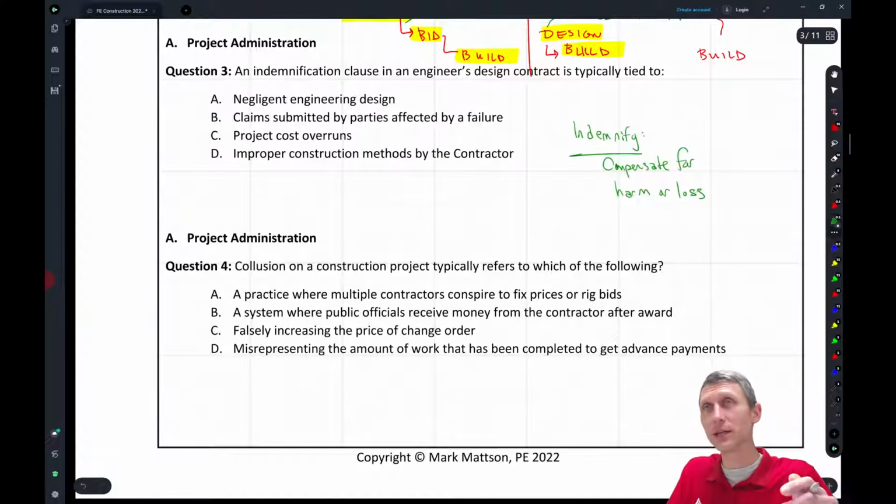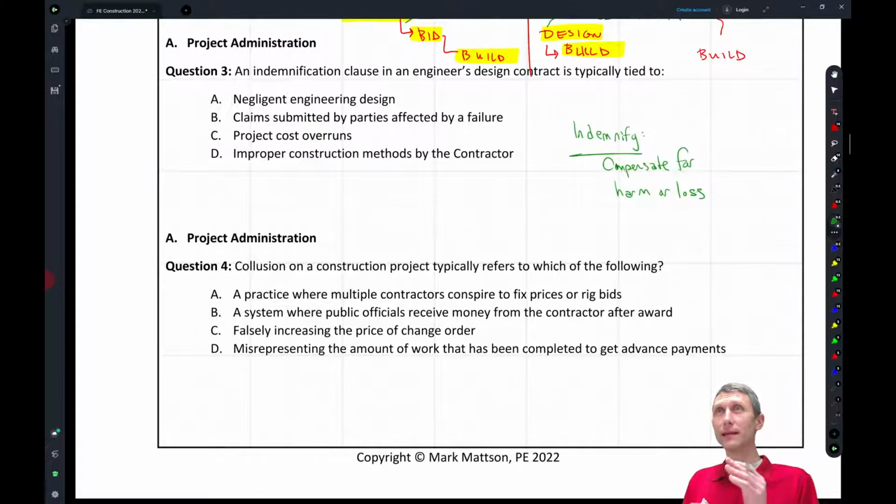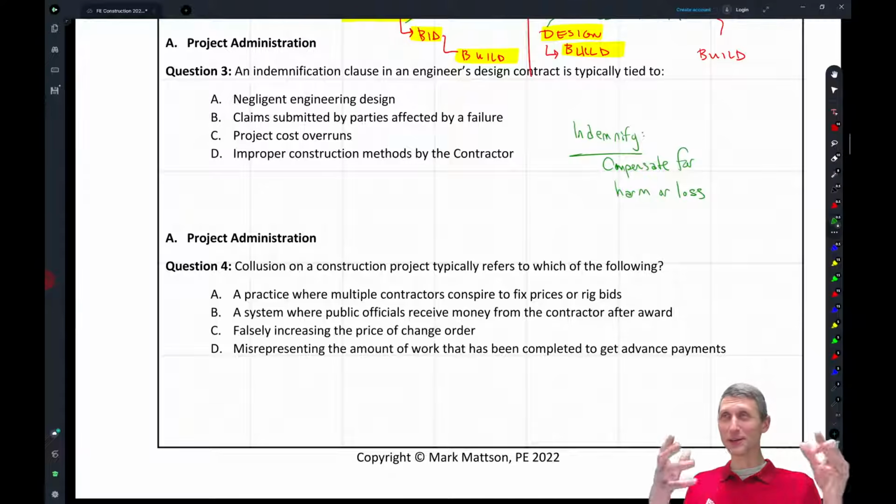As an engineer, there's always going to be an indemnification clause thrown in there. In any contract, there's going to be an indemnification clause. Not that we're expecting people to be harmed, but even in those agreements you scroll through when you sign up for something, you agree to indemnify whoever. What you're saying is, I'm going to compensate you if there's harm or loss.